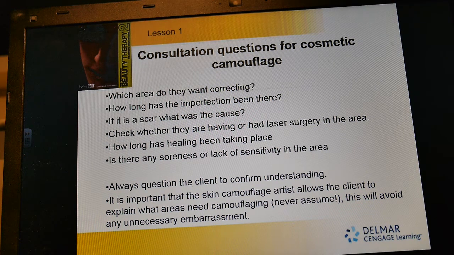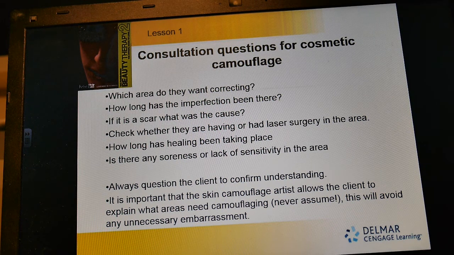Okay, so one question to probe, you may have to ask which area they want correcting, or what they want camouflaged. Okay, the next thing is maybe how long the imperfection has been there. If it's a scar, what caused the scar. Okay, so it could be a burn, it could be an injury, it could be post-operative. Okay, then that will sort of probe you on to ask other questions.